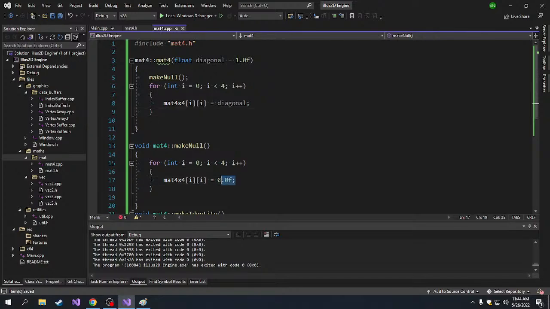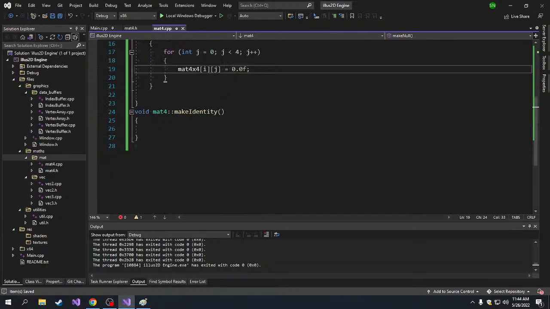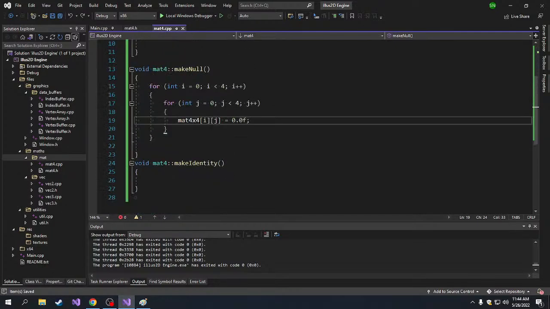Actually, this is not how we make a null matrix. We have to use another loop here, which loops into the actual data of the rows. So z equals 0, while z is less than 4, z plus plus, we'll just do mat 4 times 4 I. So the first index we'll do in j, we'll loop over j, set that to 0. Okay, cool. So that's our make null matrix.